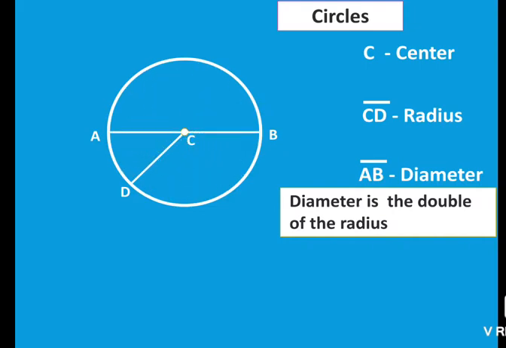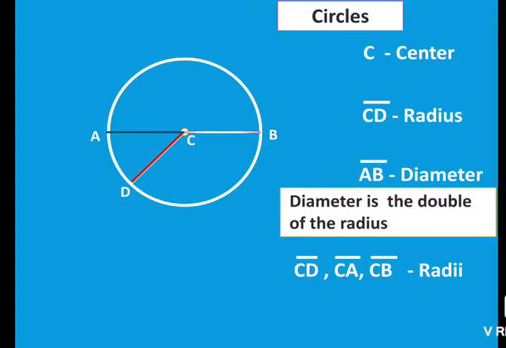Okay, you can see here many radii. Yes, AB is the diameter. Consider line segment CD. Line segment CD is a radius. Then line segment CA is another radius. Line segment CB is the third radius. If there is more than one radius, it is called radii. The plural form of radius is radii. We use radius for a single radius and radii for more than one. So here you can see 3 radii.